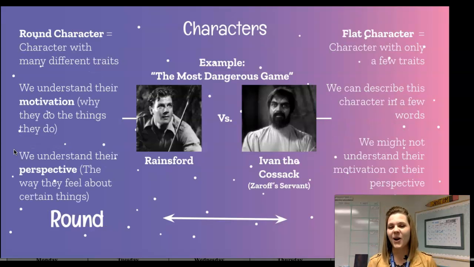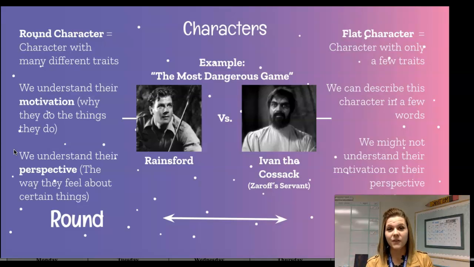Next, I want to talk to you about round versus flat characters. A round character is a character with many different traits. So we understand their motivation, why they do the things that they do, and we understand their perspective, the way they feel about certain things. A flat character is a character who only has a few traits. So we could describe them in just a few words, and we might not really understand their motivation or their perspective. Again, an example of this is The Most Dangerous Game, where Rainsford is a round character.